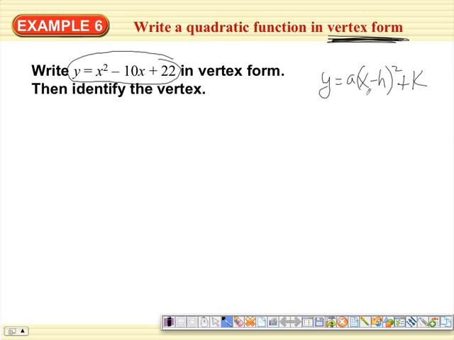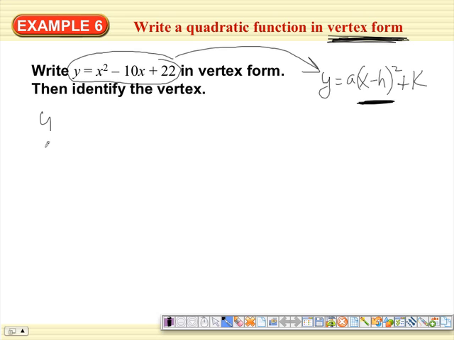Alright, example 6. So we're going to write this in vertex form, which looks like this. We're going to take this and make it look like this. What do you notice in here? There's a binomial squared in here. So we're going to take this and complete the square on it, only it's going to be a little bit different than the equations part we just did before. People mix these two ideas up. Alright, here we go. Don't let that be you.